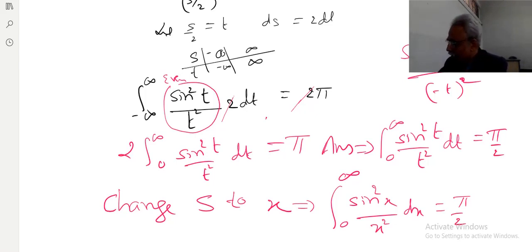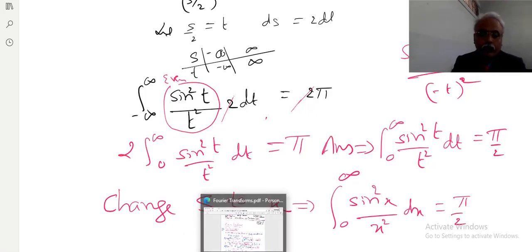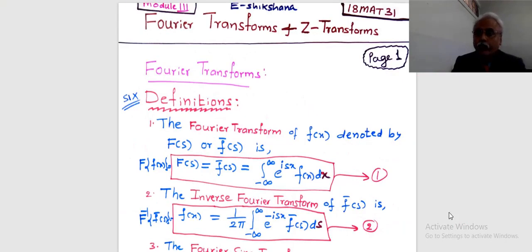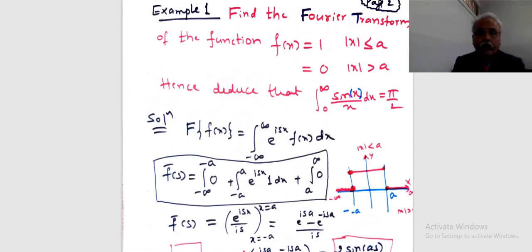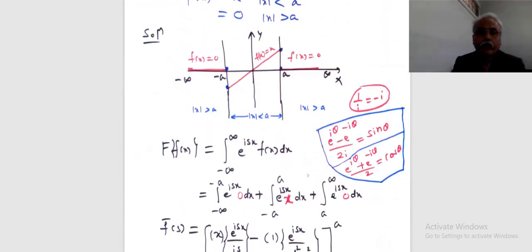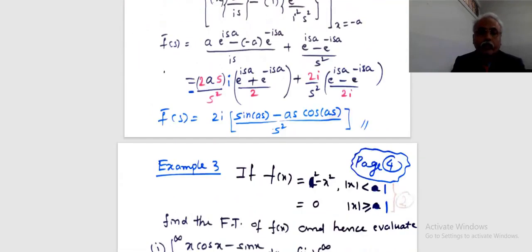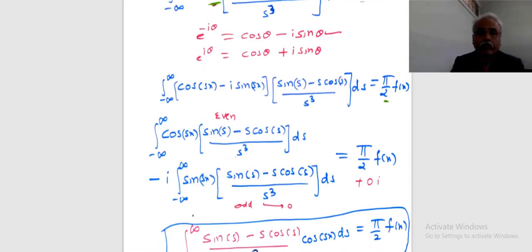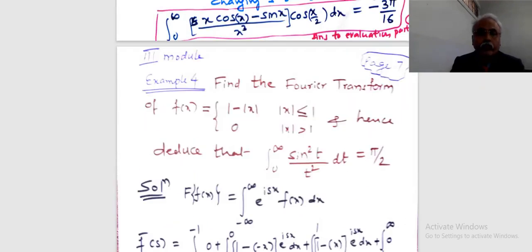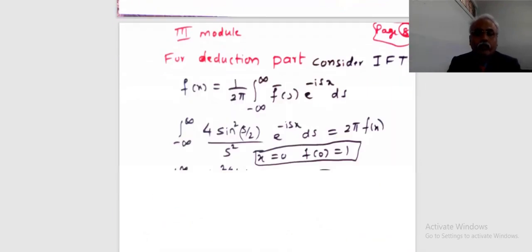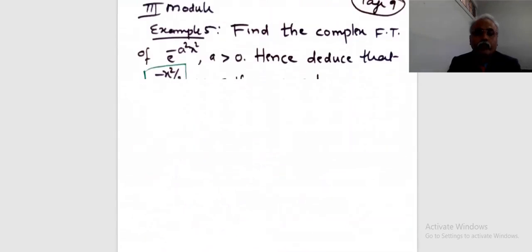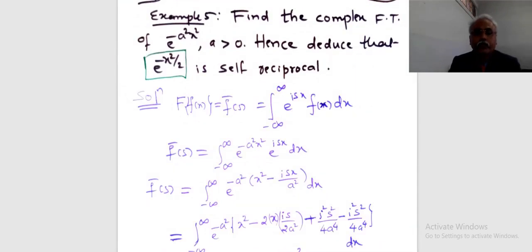Let me go to the next example, which is example number 5. Example number 5 is a little different, so let me explain that. This was example 3. Example 4. Now come to example 5.